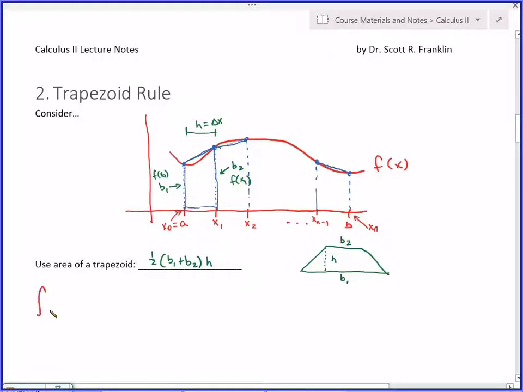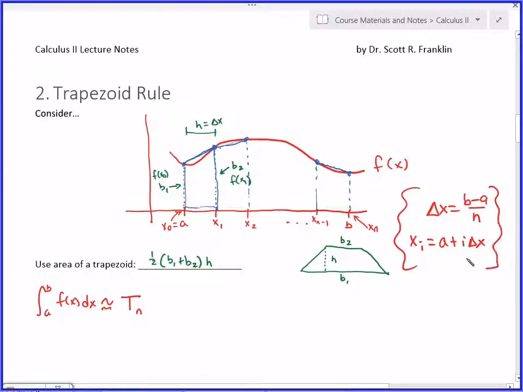All right, so the integral from a to b of f of x dx would be approximately what I'm going to call T sub n for trapezoid. Keep in mind again, delta x is still b minus a over n. X sub i can be found by doing a plus i delta x. So you'll still use this. But now you're just going to add up all these areas of trapezoids.